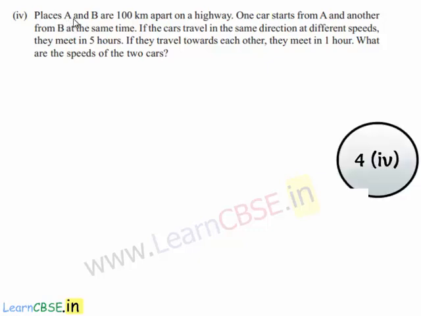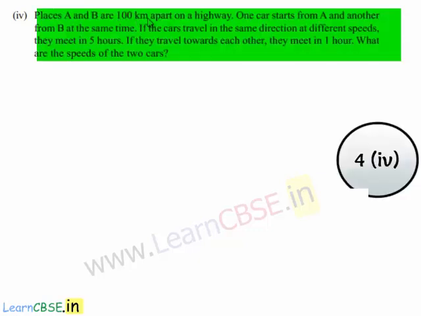Coming to the fourth bit, places A and B are 100 kilometers apart on a highway. One car starts from A and another from B at the same time. If the cars travel in the same direction at different speeds, they meet in 5 hours. If they travel towards each other, they meet in 1 hour. What are the speeds of the two cars? So let us work out the problem.